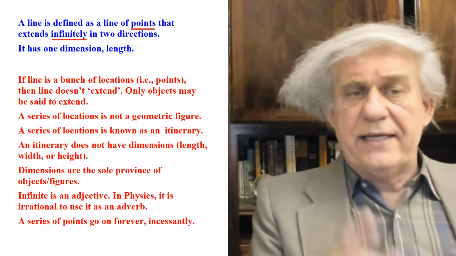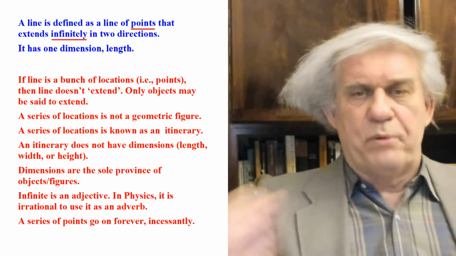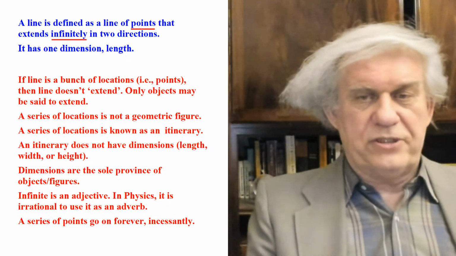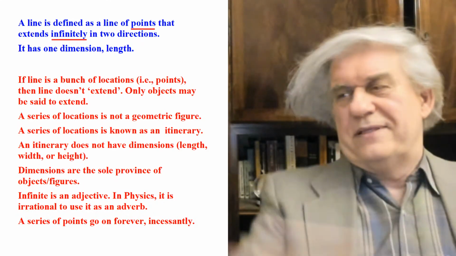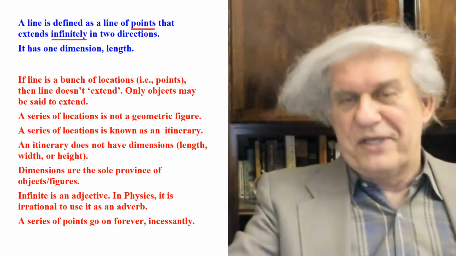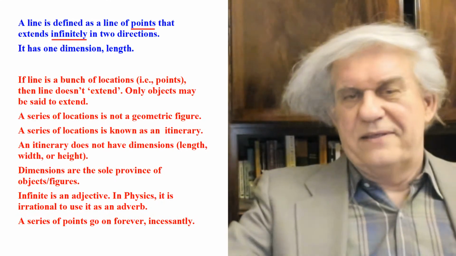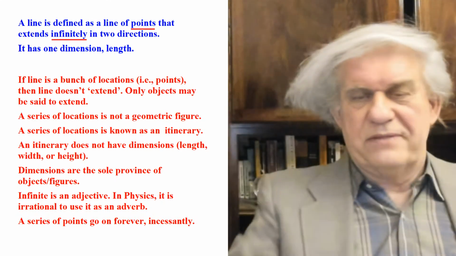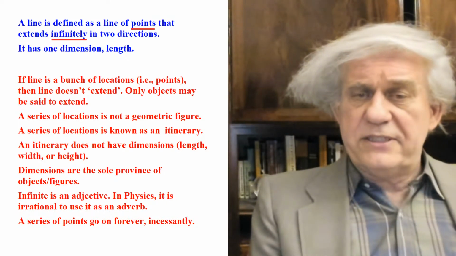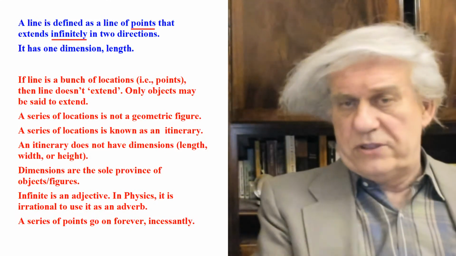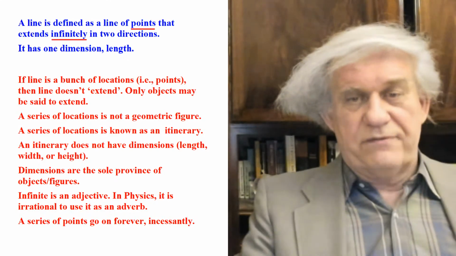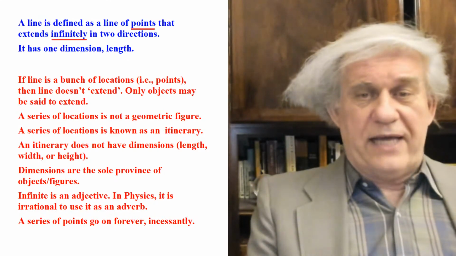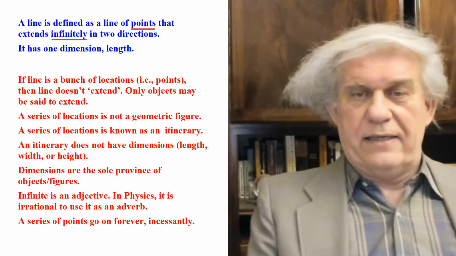A line is defined as what? A line of points. What was a point? Location. Wait, a line is defined as a line? Well, line of points, he means a bunch of points, a sequence of points. That's what he meant by line of points. But what he's saying is it's a bunch of locations, because we just settled that a point is a location. So we have a series of locations. What is that? That's an itinerary. That's not a line.